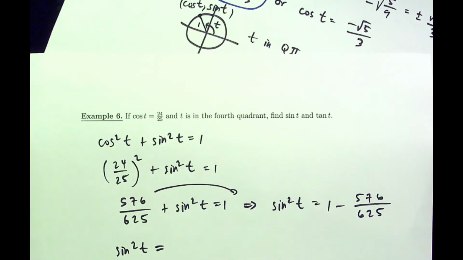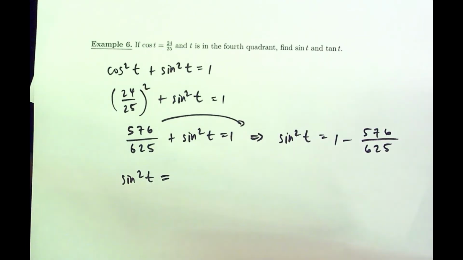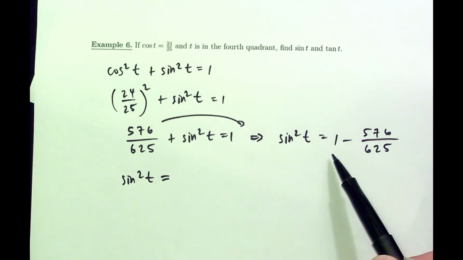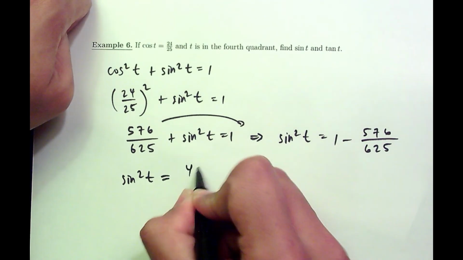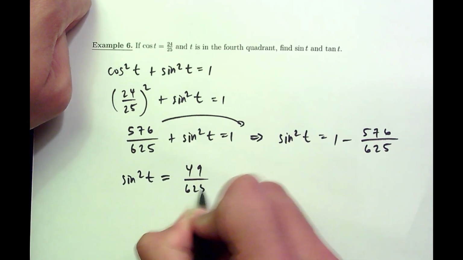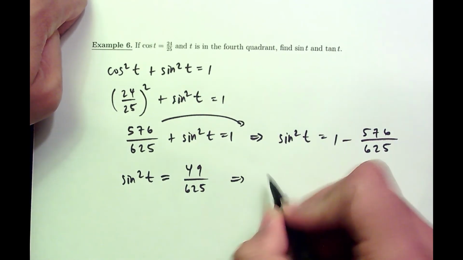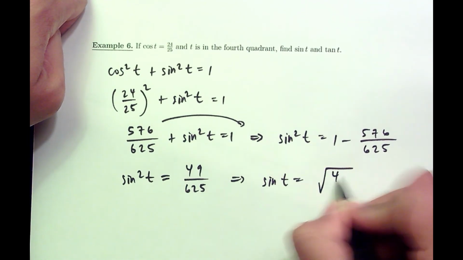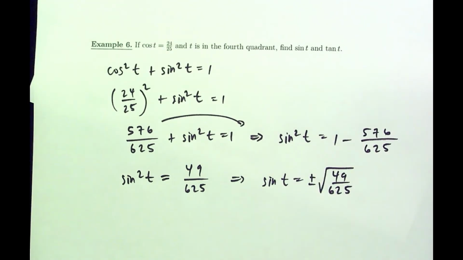And simplifying the right-hand side here, you can do this by hand or use the calculator. This is 1 is 625 over 625. So you would have 625 minus 576, which is 49. So you get 49 over 625. And lastly, to get sine, you would take square root on both sides. So we get sine of t equals square root of 49 over 625, but don't forget, you have to put plus or minus. That's the rule.